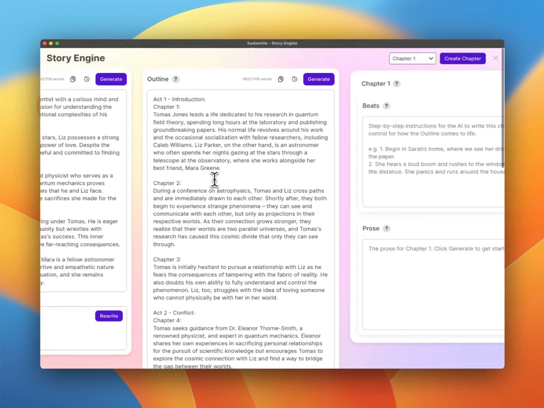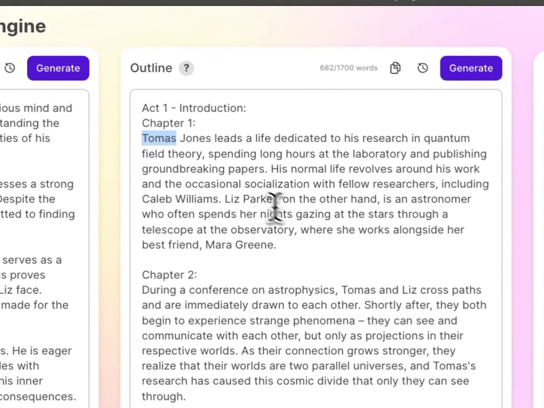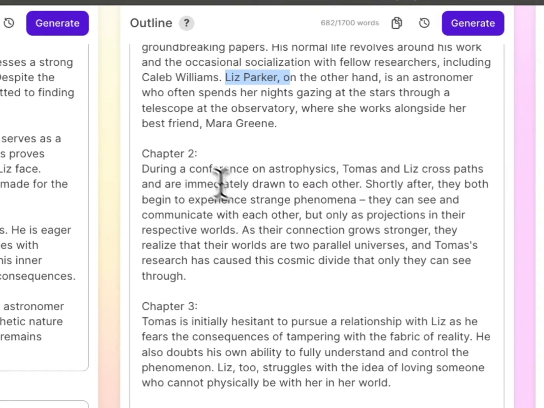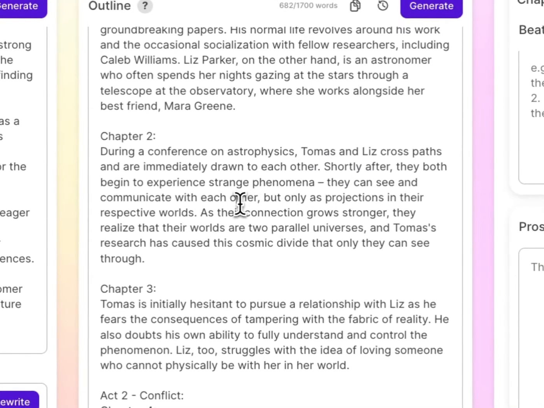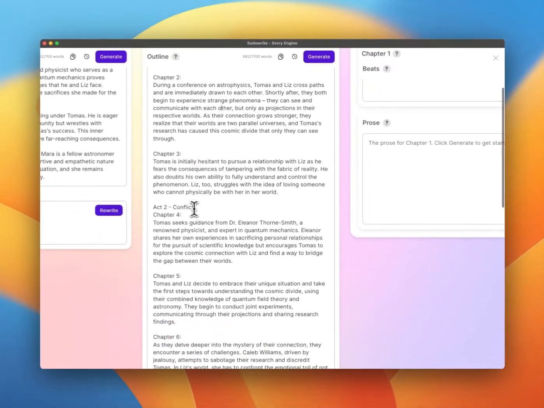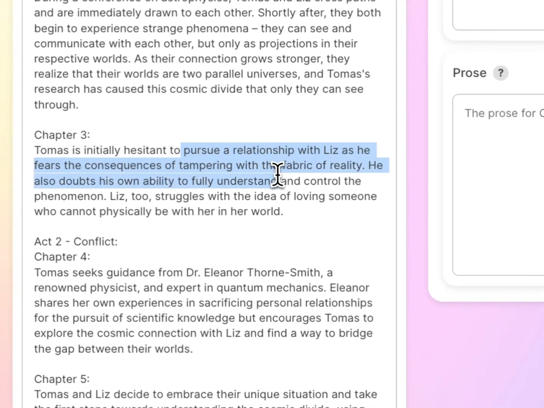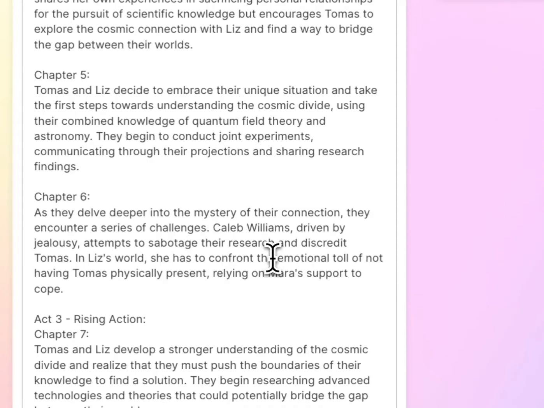climax, and conclusion. And usually I would read through this as well. So if you read through this, you can see Tomas, it uses all the characters. Liz Parker is an astronomer. Look, they meet at a conference. So this is interesting. They cross paths. So this is the meet cute. Shortly after, they begin to experience strange phenomena as their connection grows stronger. Tomas is initially hesitant to pursue a relationship with Liz, fearing the consequences of tampering with the fabric of reality, of course.